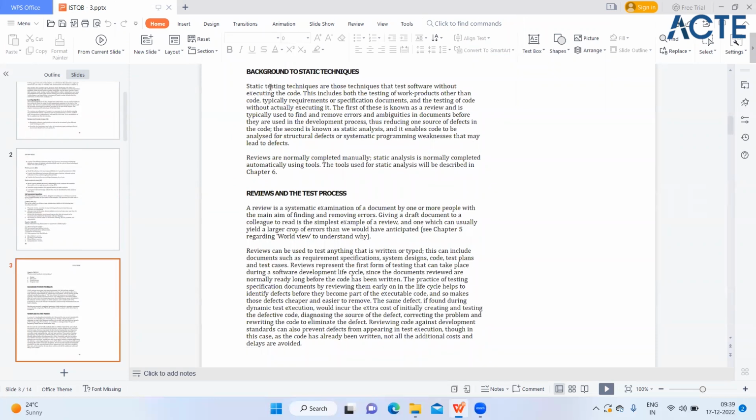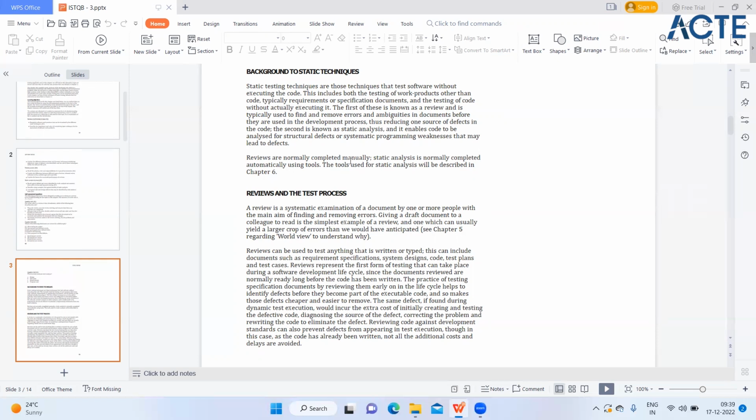Static testing techniques are those techniques that test software without executing the code. This includes both the testing of work products other than code, typically requirement or specification documents, and the testing of code without actually executing it. This is the main punchline, which I already told you: we are performing it at the document level, not at the code level.